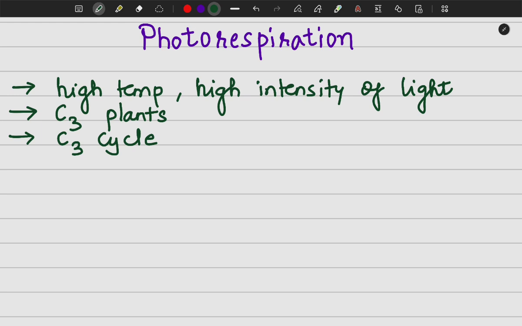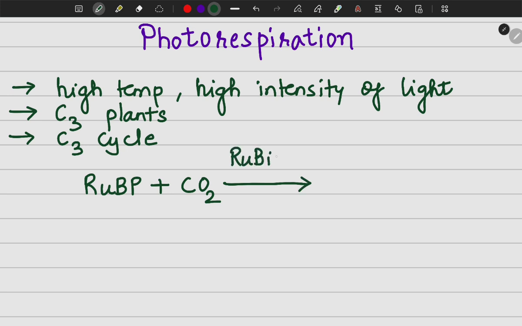So in the first step, which was the carboxylation step, what happened? The primary acceptor, which was RuBP, accepted the carbon dioxide in presence of the enzyme Rubisco, and it formed 2 molecules of 3-phosphoglyceric acid. This was the first step of the C3 cycle.